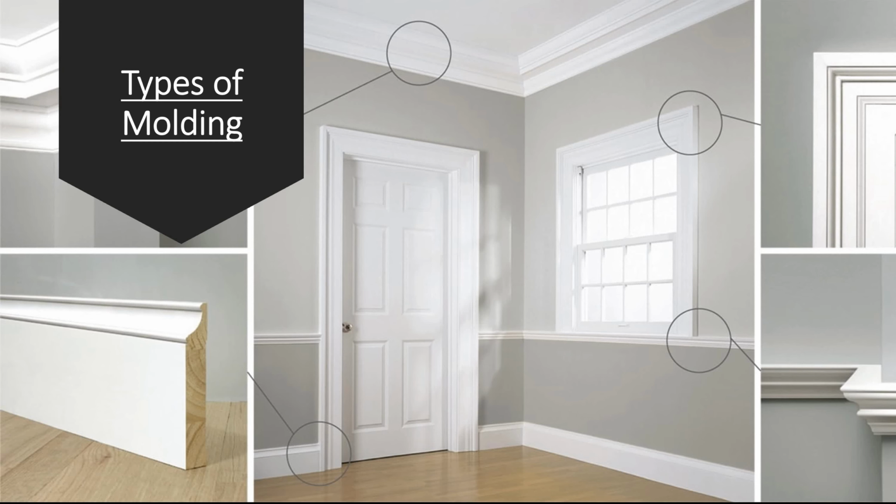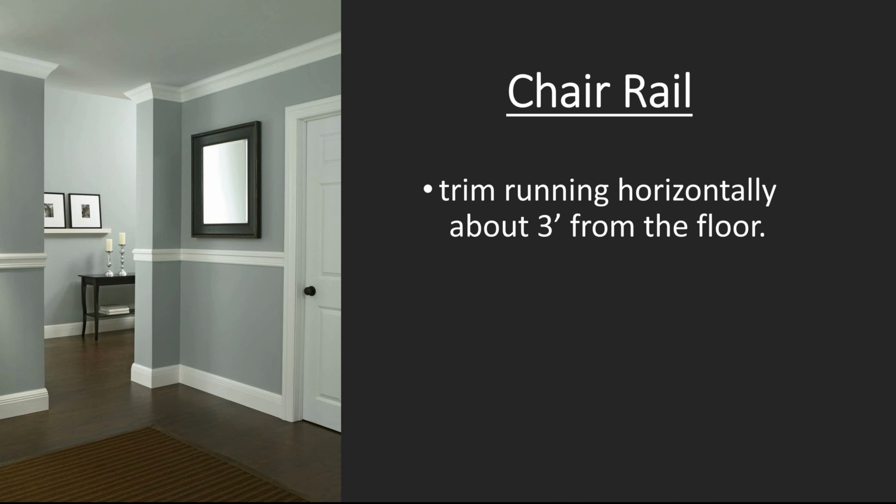So you have different types of molding, and in this example right here, the lines and the circles are the different types that we're going to talk about. There are 4 types that we're going to go over. And our first type is a chair rail.